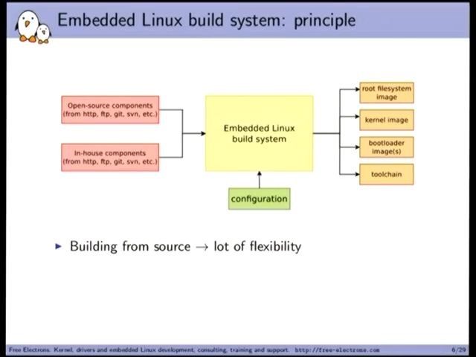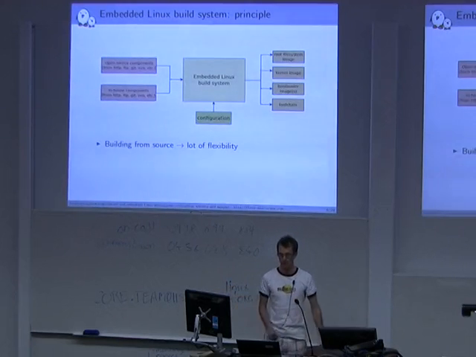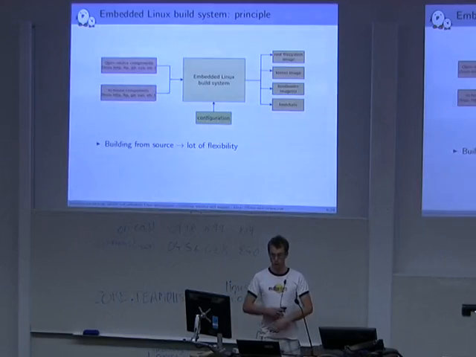And you're going to feed into this tool a configuration that says, for my system, I'm going to build it for ARM, and I want this graphical library to be inside, and this networking application, and so on and so on. So as I said, you build from source, so you have lots of flexibility.